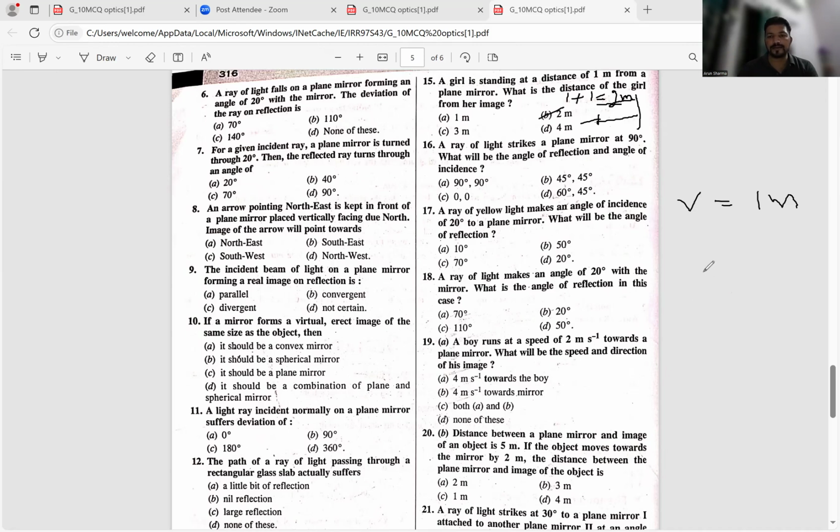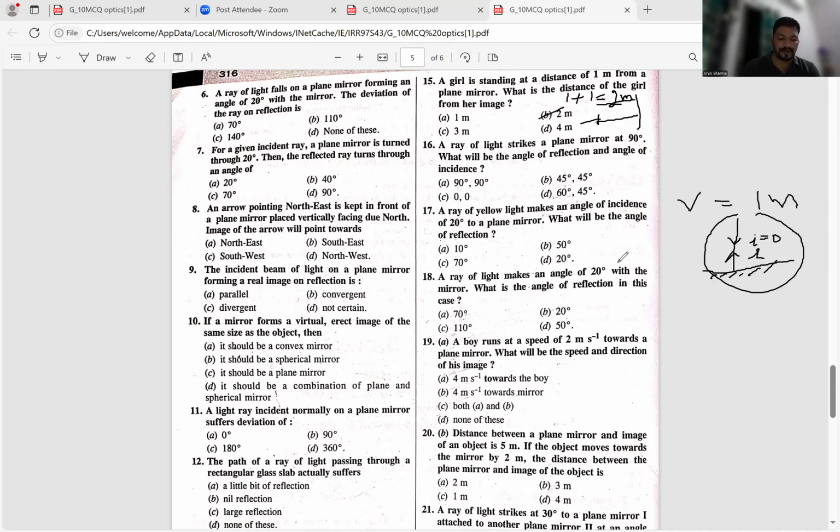Why? Because this is your plane mirror. You read the rule. This is the plane mirror. The incident ray travels at 90 degrees and retraces its path. It means angle i is equal to 0 and angle r is equal to 0 because it is 90 degrees. But this is not the particular answer. The question is, what will be the angle of reflection and angle of incidence?